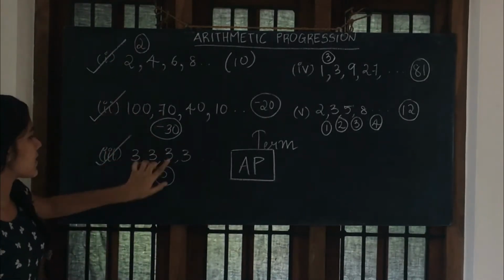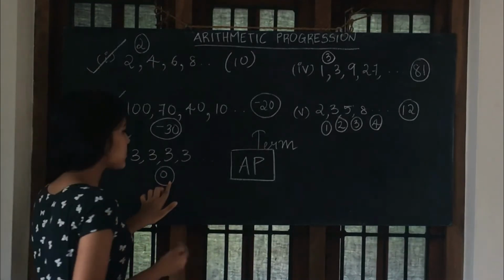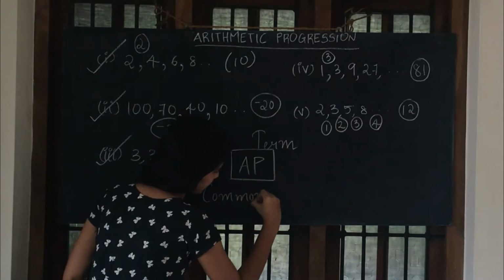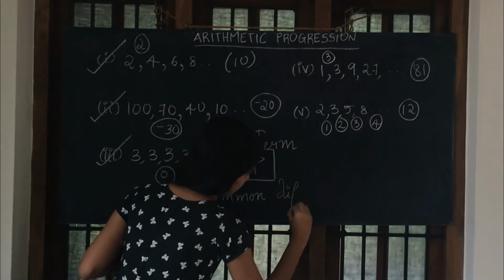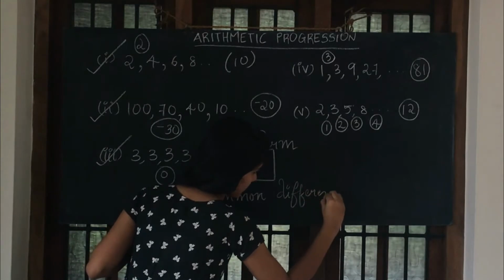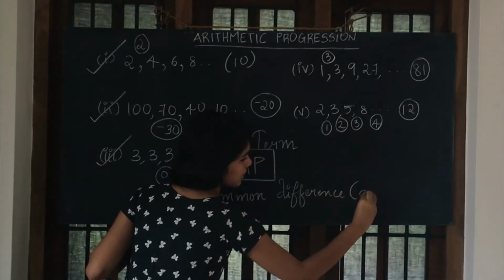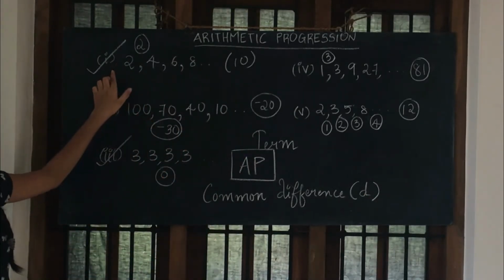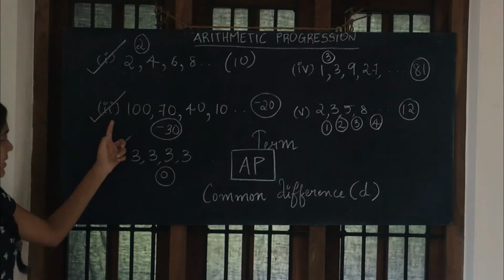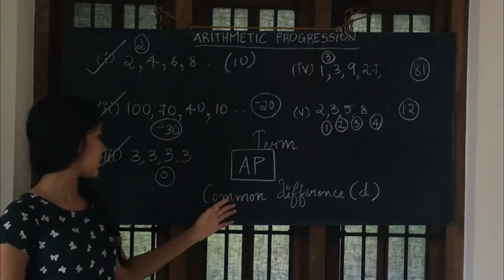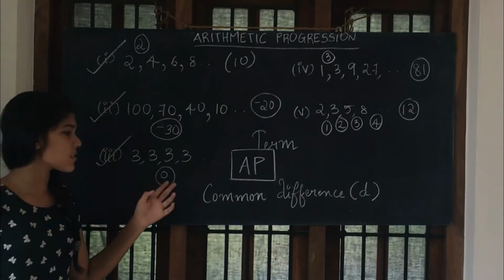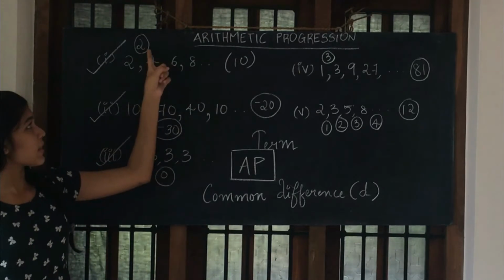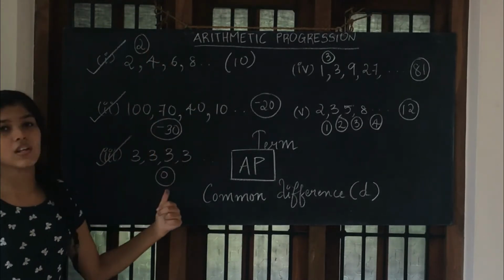So, this fixed number that we are adding to each term to get the successive term is known as the common difference, which is denoted by small letter d. That is, in the first series we have 2 as the common difference. In the second series, minus 30 is the common difference. And in the third series, we have 0 as the common difference. That is, the common difference can be either positive, negative or even 0.